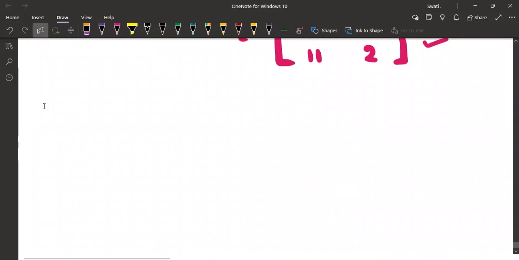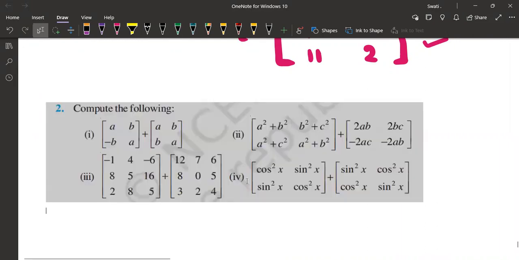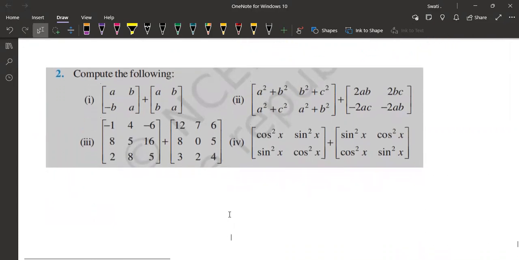For that, let me share the next question. And in the next question, you just need to compute it. That means you need to simply add it. So I'll directly start with the first question. We need to add this. Again, you know how to add it.